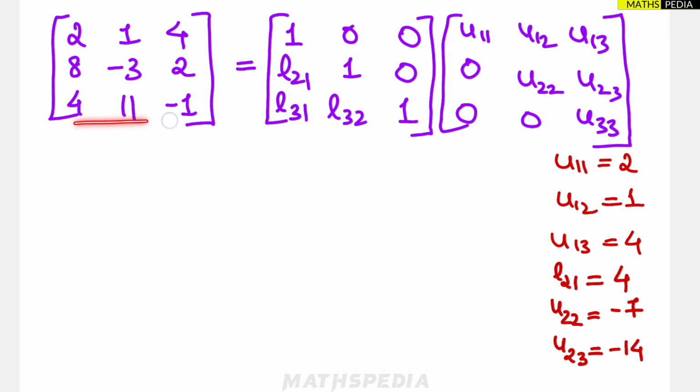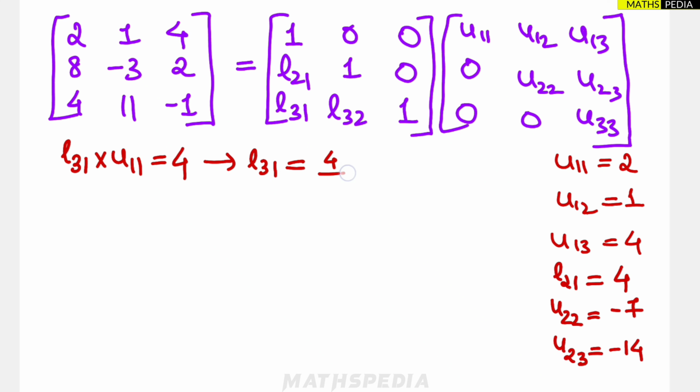And comparison will be third row, first column, which element? 4. L31 into U11 is equal to 4. From this, L31 is unknown, which is equal to 4 by U11. And what is U11? 2. We already know the value, which is equal to 2. So we got L31. Let us go for the next equation.